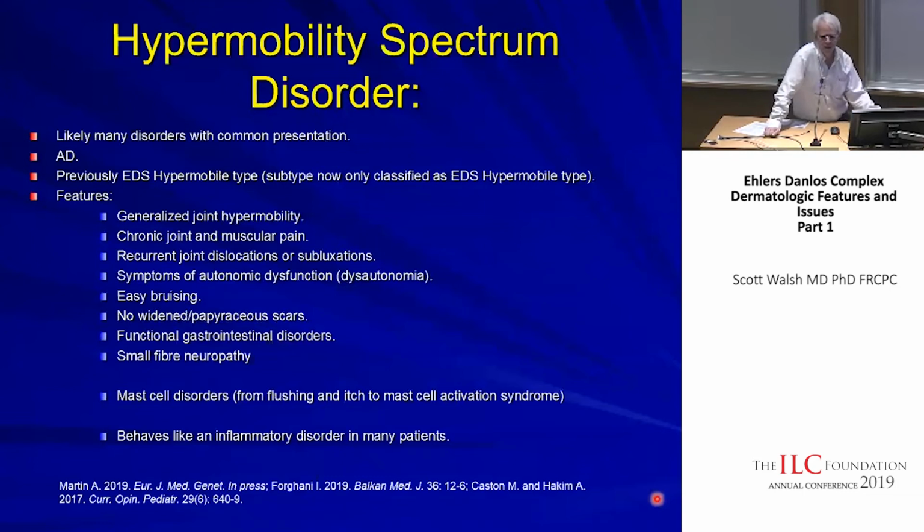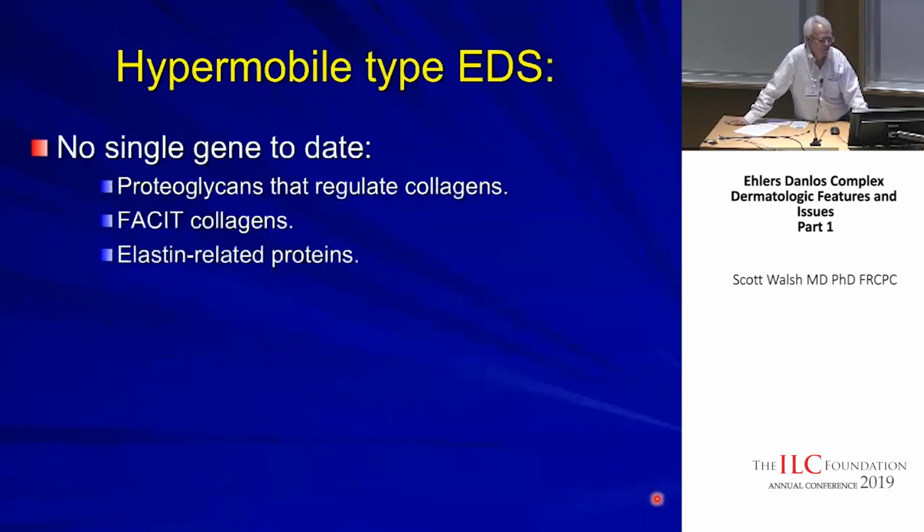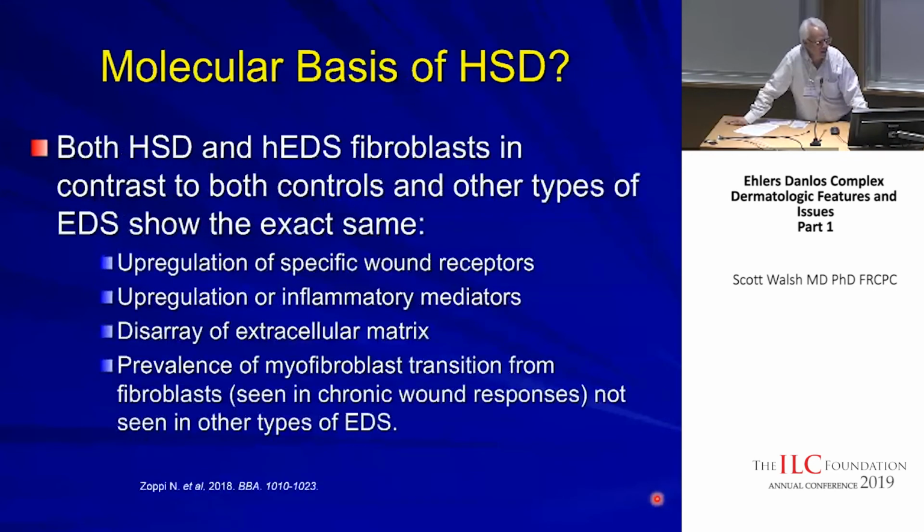There's a lot of debate here about mast cell activation syndrome. Mast cell activation syndrome is one end of the spectrum. So I've seen a lot of people with hypermobile spectrum disorder, and I think they all have an abnormality, or very close to all, have an abnormality with mast cells. It behaves like an inflammatory disorder in many patients. And there's some cutting edge research from one lab that I'm going to go to here that may give us a hint at the molecular basis of hypermobility spectrum disorder.